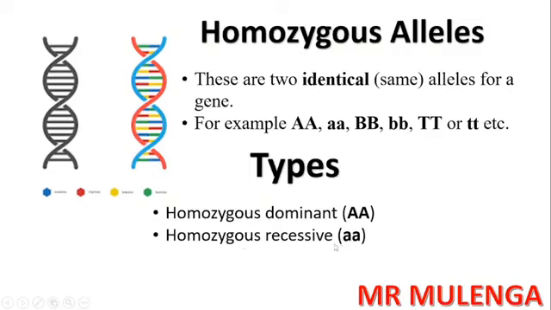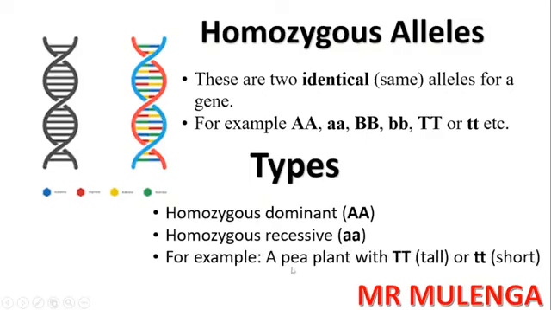An example we can give is a pea plant which is homozygous dominant, having two alleles which are capitalized. If we are talking about tallness, we say this plant is tall because of these two dominant alleles. Or it can be homozygous recessive, small letters tt, meaning that it's short. This is an example that we can give.